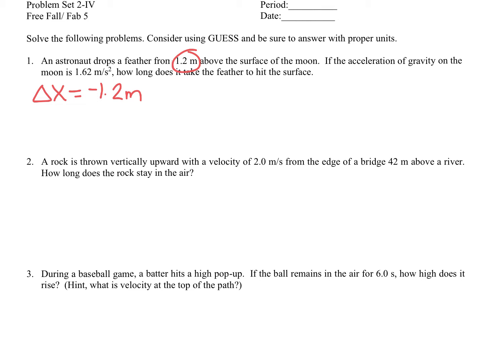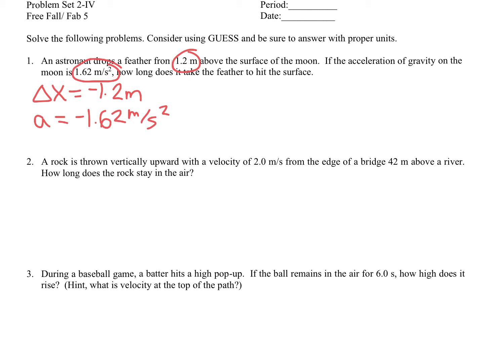Now, the acceleration of gravity on the moon is 1.62. So let's address that. 1.62 meters per second squared. But remember, it's acceleration of gravity, so it's always pulling down. So that also has a negative number. How long does it take the feather to hit the surface?